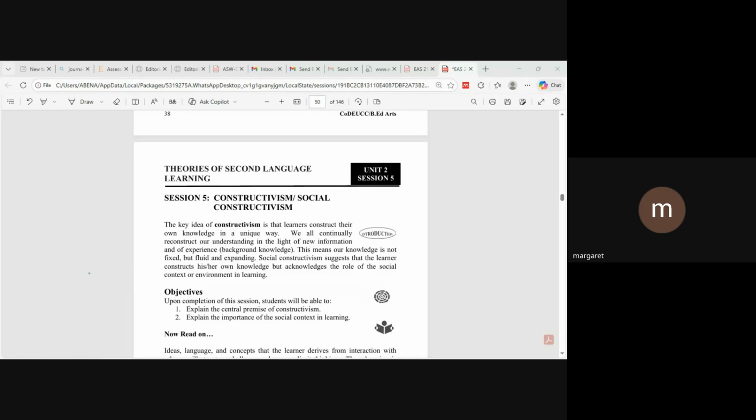It acknowledges the role of social context and environment in learning. So the context and the learning environment enhance learning. If the environment is explorative, the learner is able to learn. So now, that was just the introduction into it. Let's now go into the theory itself.